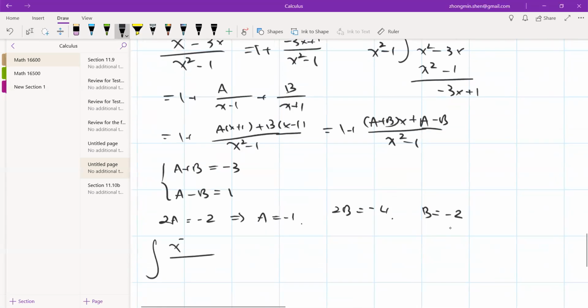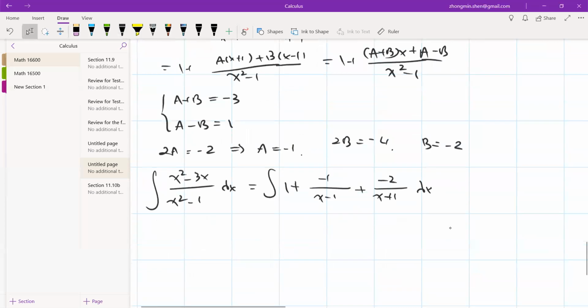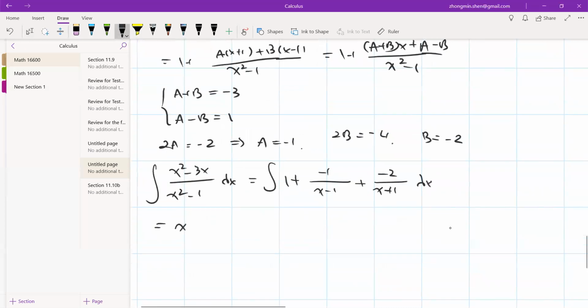Then the integral of x squared minus 3x over x squared minus 1 dx is going to be the integral of 1, A is -1, B is going to be -2, and dx. And then you write down the antiderivative. It's a negative sign anyway, so I take the negative sign out. Plus a constant.